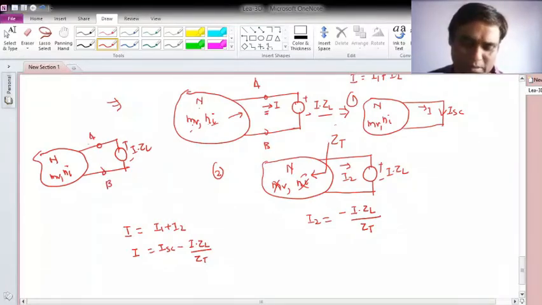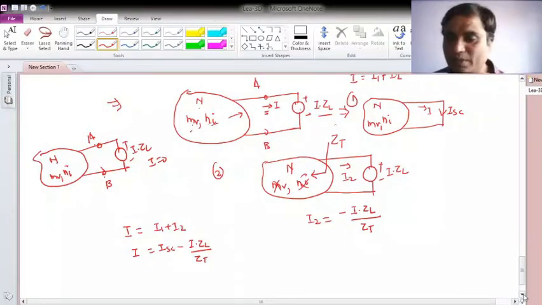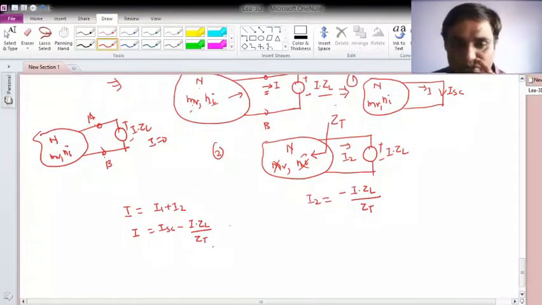Okay, and let me say what will happen. If I open this terminal AB, then I will be equal to 0. But remember, when I is equal to 0, this voltage, that is VOC or VAB, will not be 0. So VAB will exist. With this, if I open it, this I will be 0.